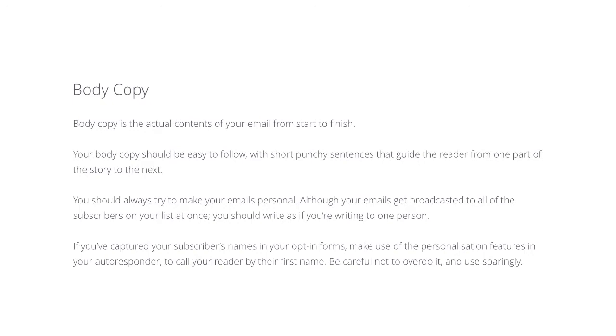If you've captured your subscribers' names in your opt-in forms, make use of the personalization features in your autoresponder to call your reader by their first name, but be careful not to overdo it and use it sparingly.